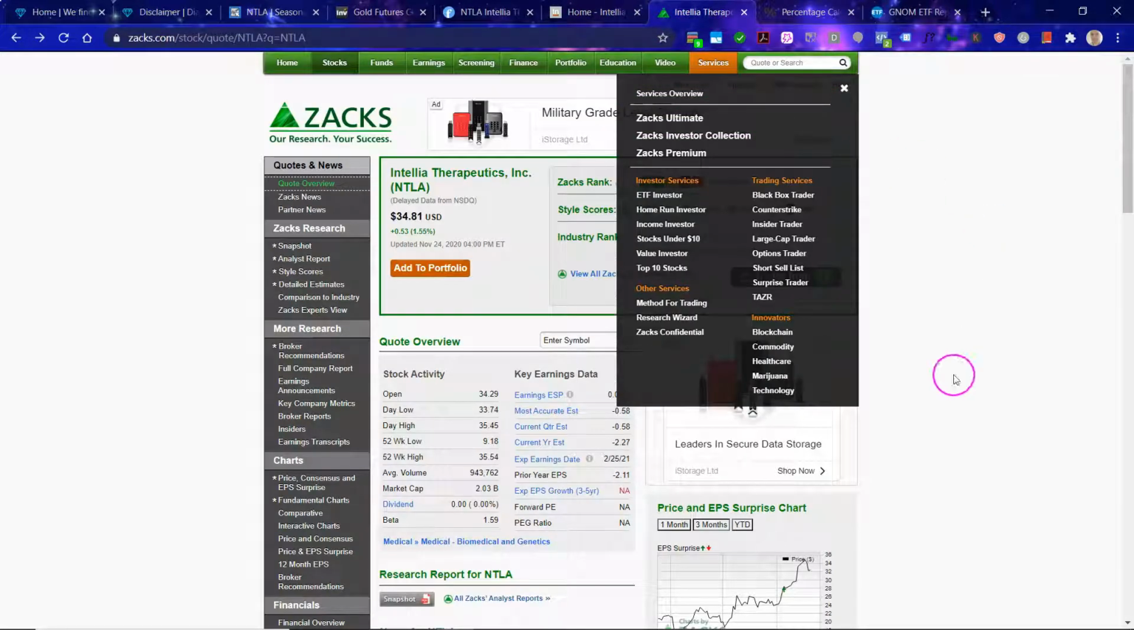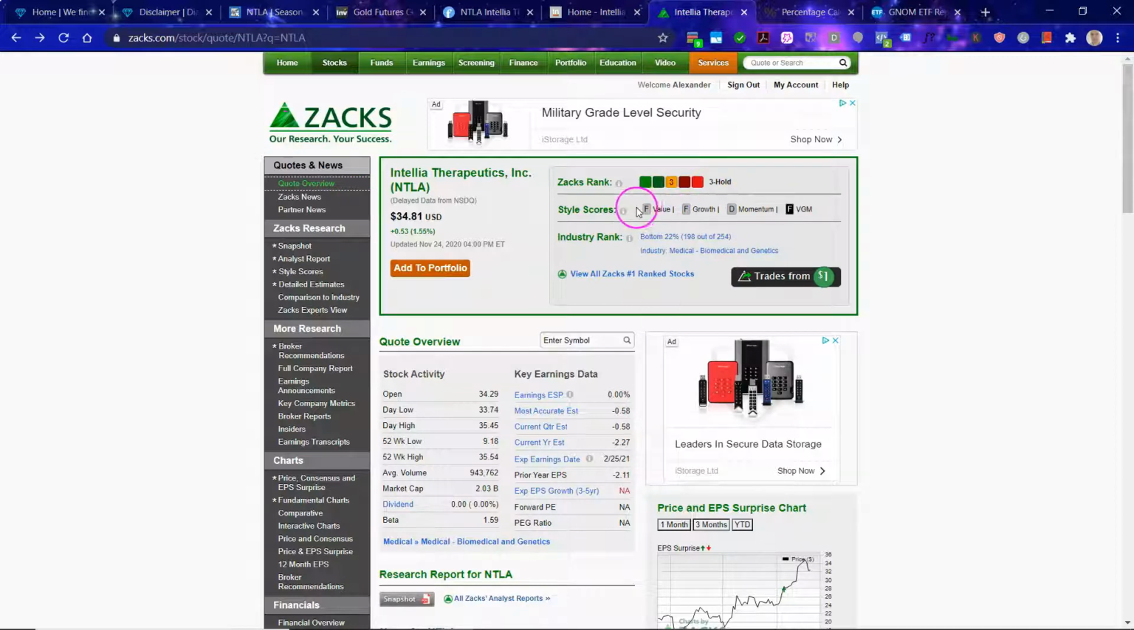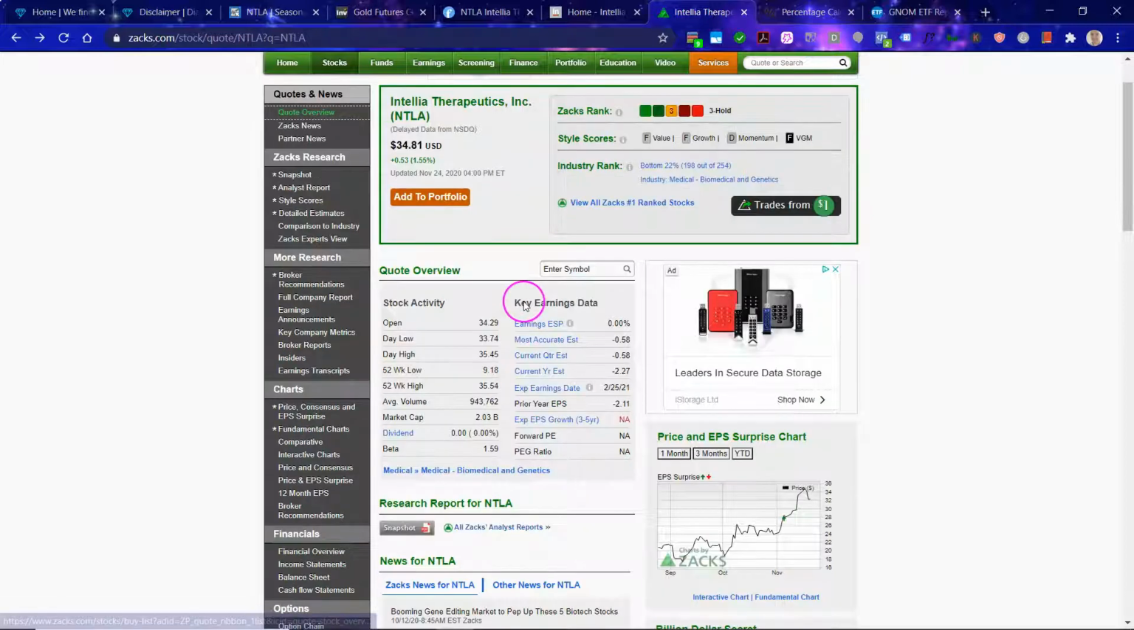If you go here to Zacks.com, they have a number 3 hold, F value score, F growth, and D momentum. And the stock has really run away from the fundamentals. And the industry rank is in the bottom 22%, medical, biomedical, genetics. So a very specific industry rank as well.